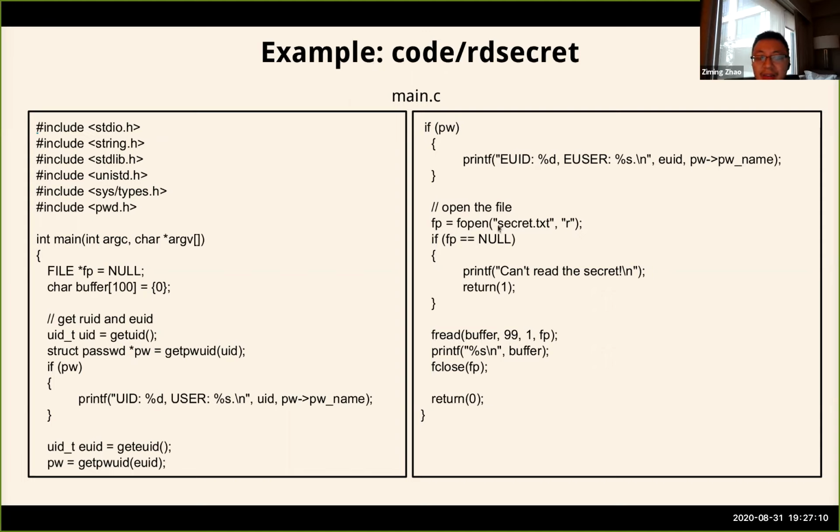Then we try to open the file secret. There is a file called secret somewhere. We try to open it. If we cannot open it, we say we cannot open it. If we can open it, we read it and we return.